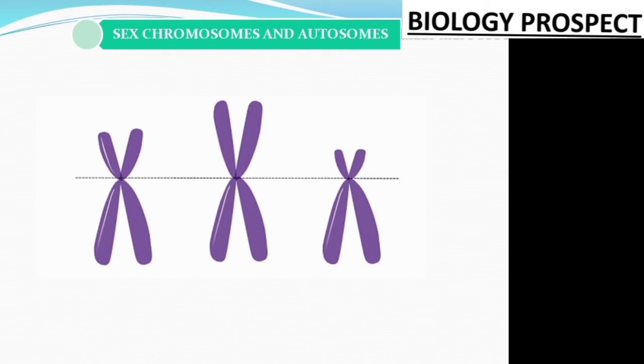The remaining set of chromosomes, the last one, the 23rd pair, is related to our sex chromosomes.